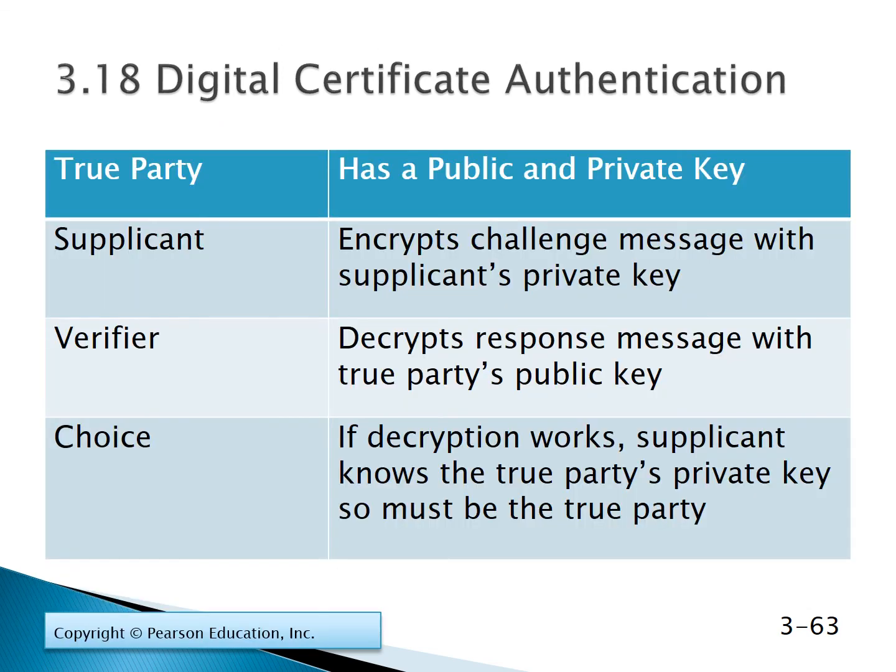So just a quick summary here. The supplicant will encrypt the challenge message with the supplicant's private key, and the verifier will try to decrypt the response message with the true party's public key. So if the decryption works, I get back the original challenge message after the decryption, then that actually shows that the supplicant knows the true party's private key. So must be the true party.